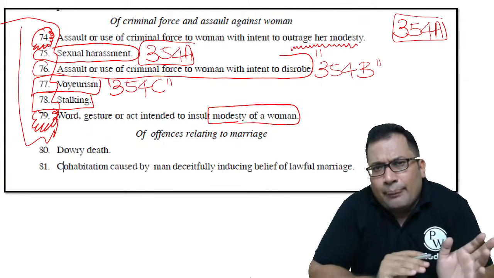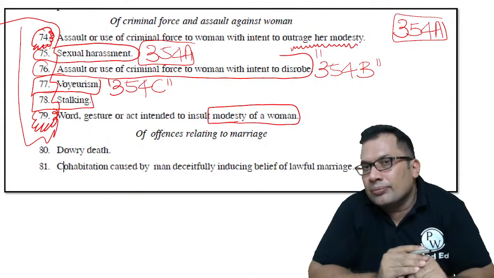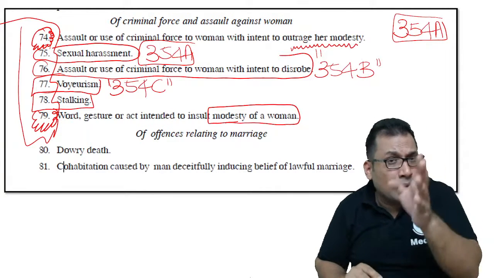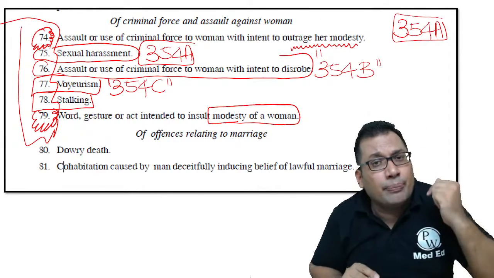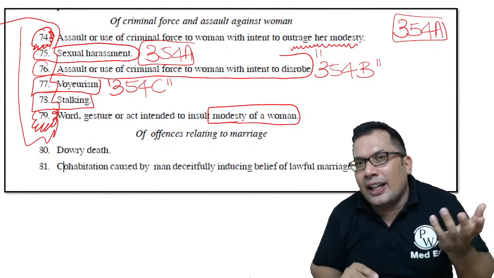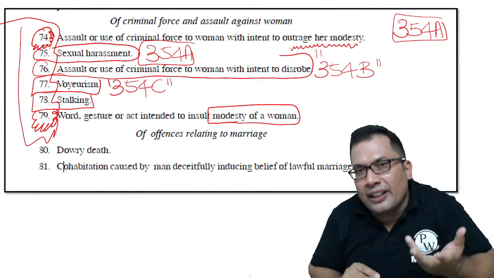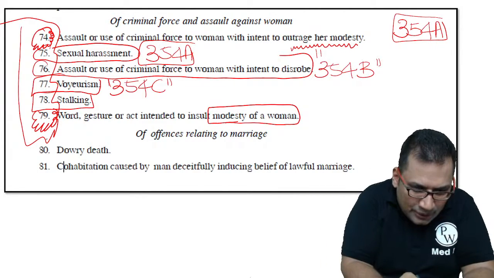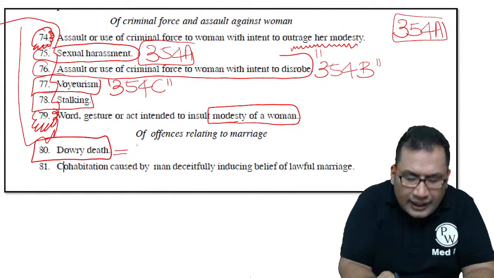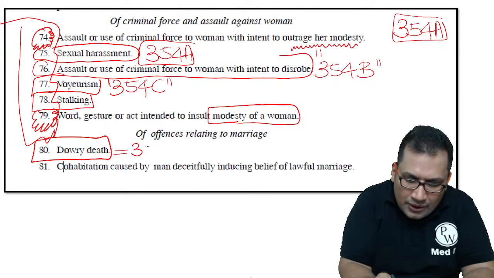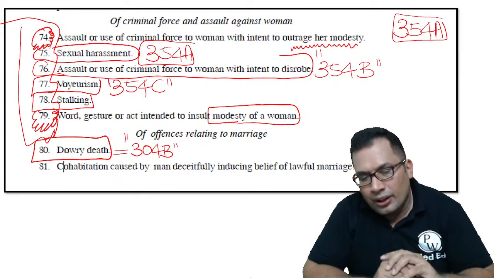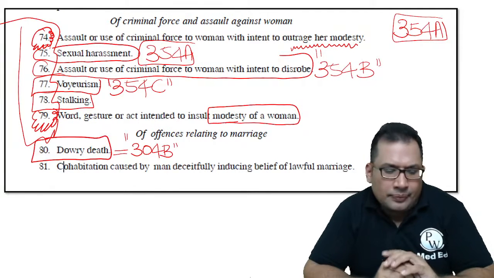Now one question can be asked in your upcoming exam, that is dowry death. What is dowry death? Death of a female within 7 years of marriage. The minimum punishment is 7 years to life imprisonment. Previously it was 304B. 304A was medical negligence, 304B is dowry death. Now this comes under 80, dowry death. So dowry death is 80 BNS. Previously it was 304B IPC.